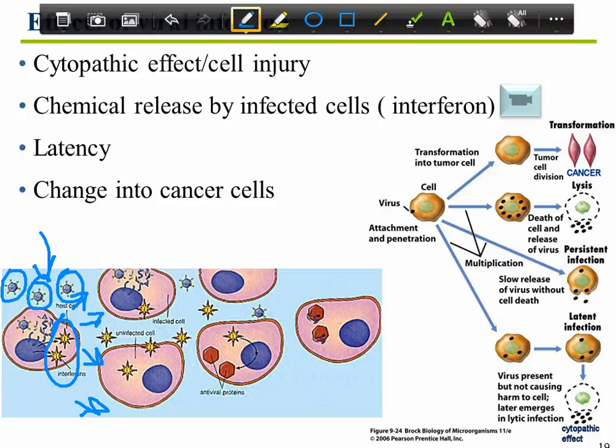Latency, I've already talked about. All right, then change into cancer cells. We'll talk more about that on the next shot.